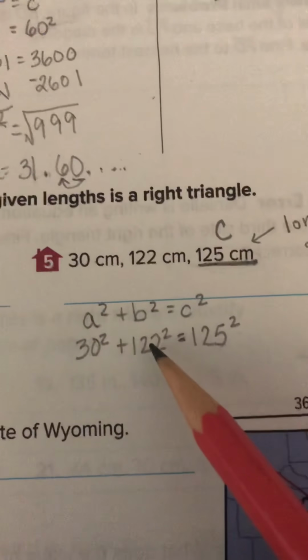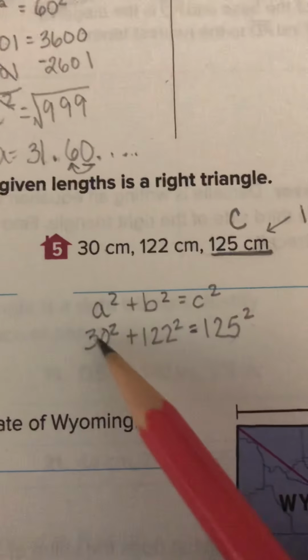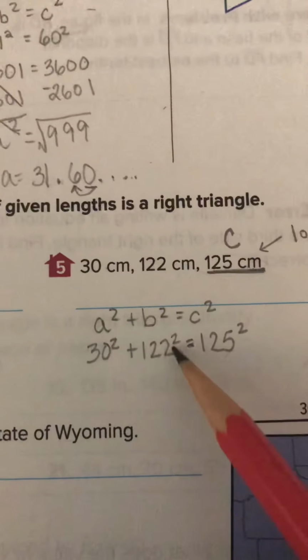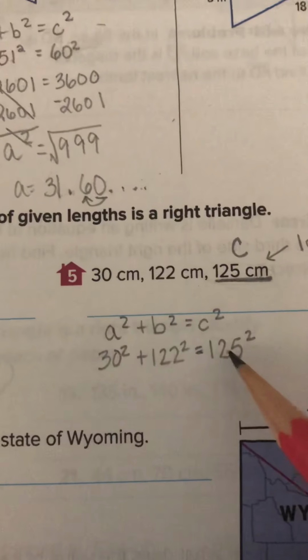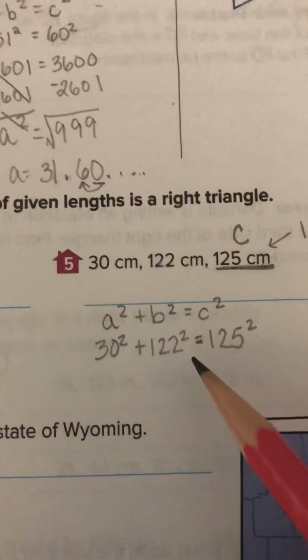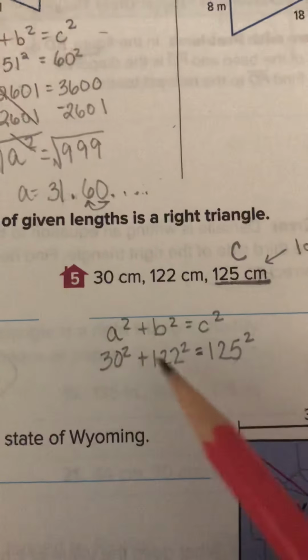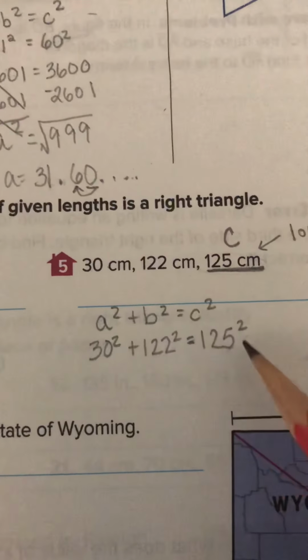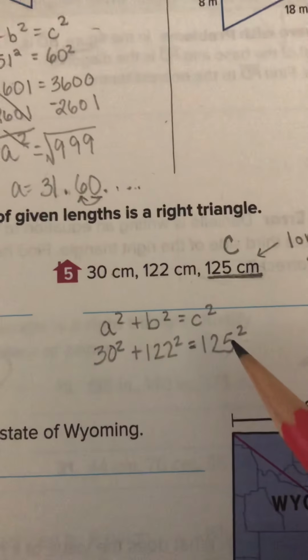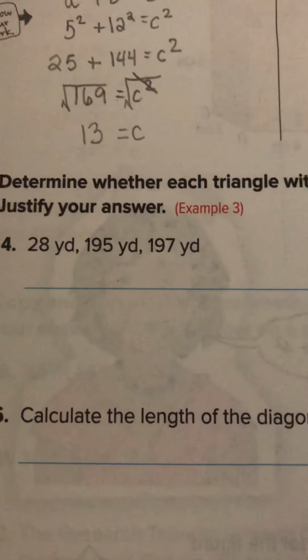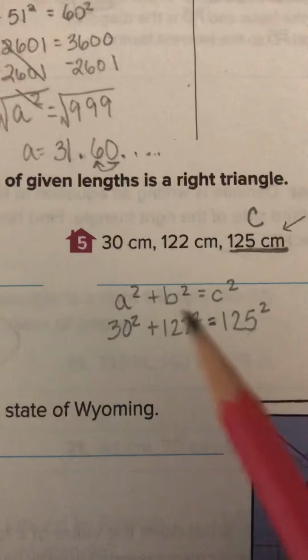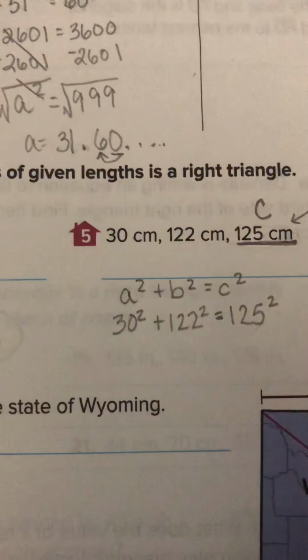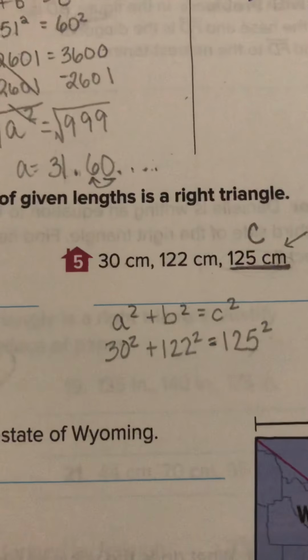Then you can use your calculator and see if a squared plus b squared is equal to c squared. If this is true, then it's a right triangle. If this is not true, if this side does not equal this side, then it would not be a right triangle. It says justify your answer. That just means you don't just say yes or no. You have to give proof, and this is going to be the proof, and I'm going to let you work that out from there. Okay, good luck.